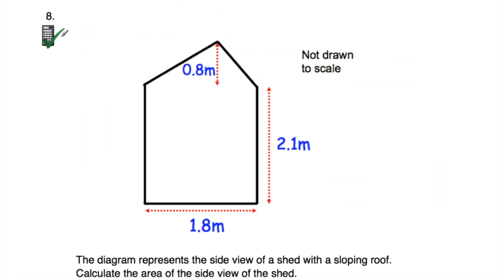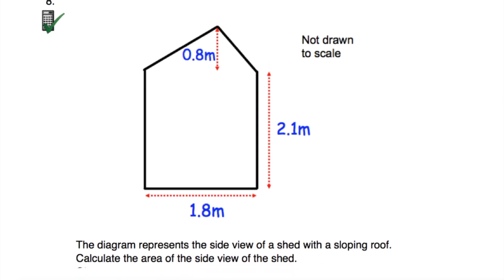Okay, let's have a look at our next question, question number 8. It's a calculator question, so you can pick up your calculator. And we've got this shape here. It says the diagram represents the side view of a shed with a sloping roof. So we've got this sketch, not drawn to scale, of the side of a shed with a sloping roof. And we've been asked to calculate the area of the side view of the shed. So we need to calculate the area of the shape.